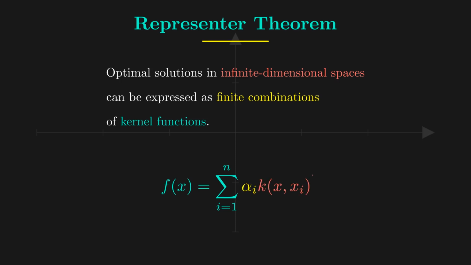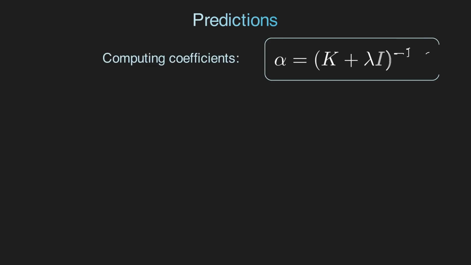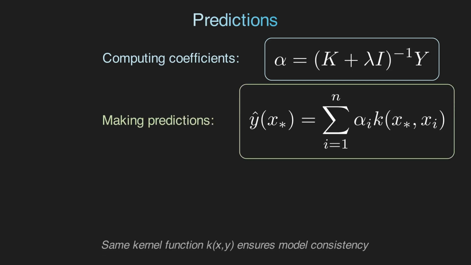This means that whether we are using a simple dot product, keeping us in our original space, or a more complex kernel like RBF, our solution always takes this elegant unified form. When it comes to prediction, the process is equally neat, with our coefficients alpha computed as this formula. A new observation x star is predicted through this formula. Here, the same kernel K is used both in forming the kernel matrix and in making predictions, ensuring consistency across the model.